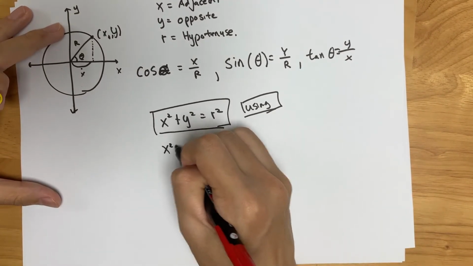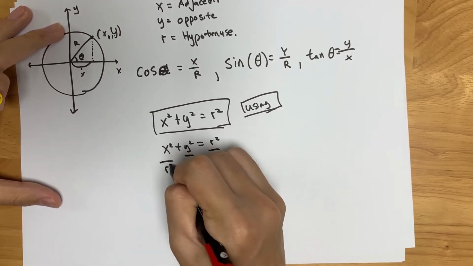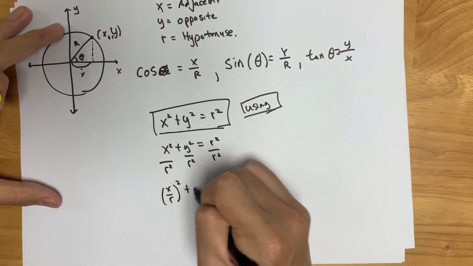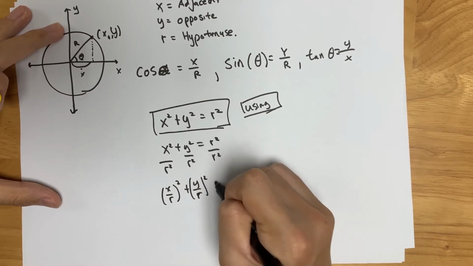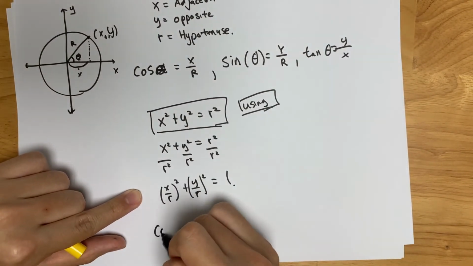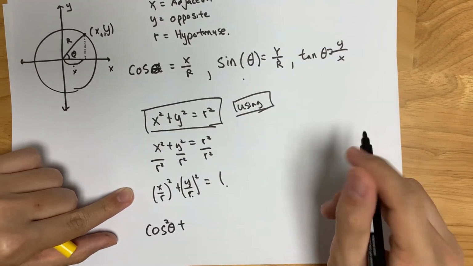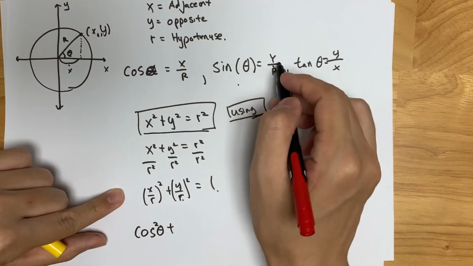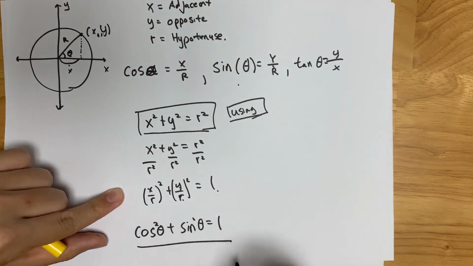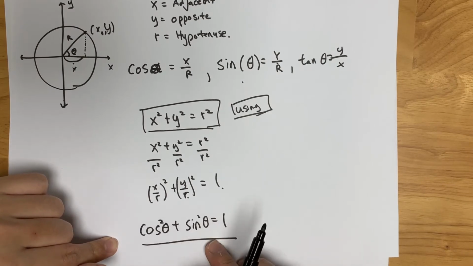Let's say we divide this by r squared on both sides. And we can write this as this and as this. What's x over r? This is cosine theta, so cosine squared theta, plus what's y over r? See this? Y over r is sine theta, so it's sine squared theta. This equals 1. So using the Pythagorean theorem, we proved that cosine squared theta plus sine squared theta is equal to 1.